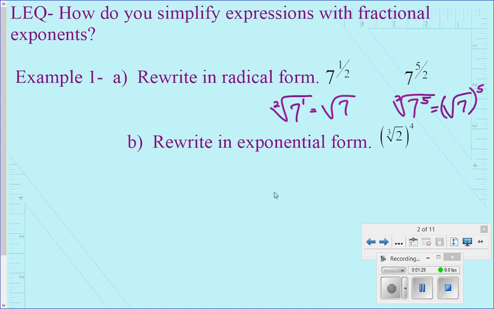So then we can go the opposite way. We can start with it in radical form and put it in exponential form. So I copy the base, and then the denominator is the root, or the root is the denominator, and the exponent is the numerator. So that would be 2 to the 4/3 power.